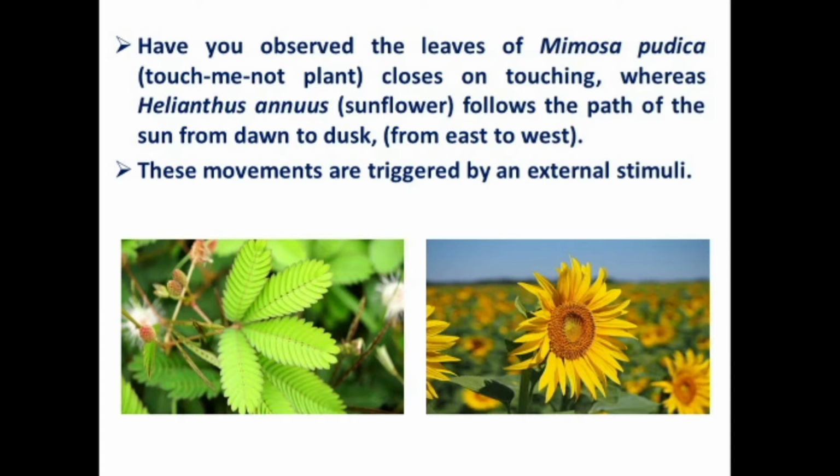But in Helianthus annuus, that is sunflower, it is an entirely different movement. The flower moves along the direction of the sunlight. These movements are triggered by external stimuli. There is an external factor which induces the plants to react to that stimulus.